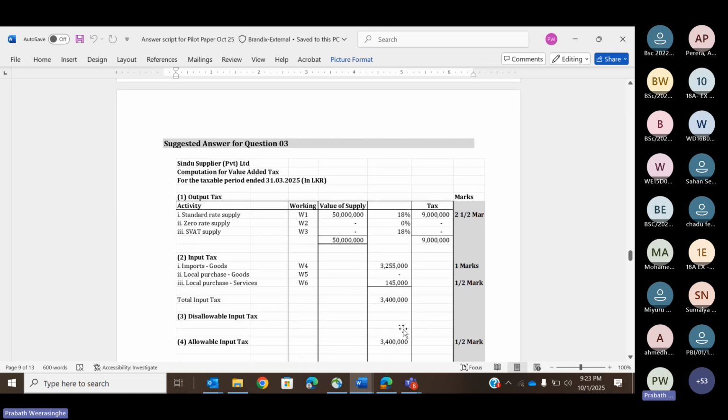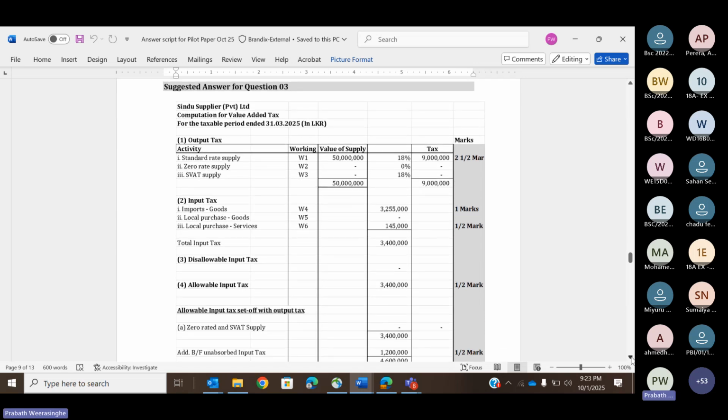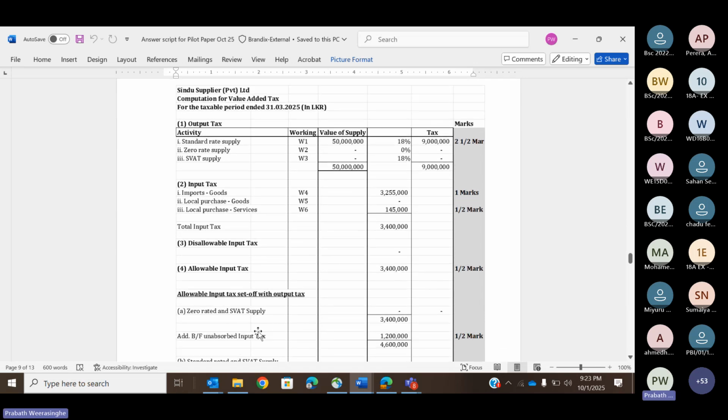And if there is any disallowable input tax, we have to remove it from here, right? Then the allowable input tax. The first thing, we have to set off against zero rate and exempt supply, if there are any, based on the value of supply. Basically, we use that if it is common input tax. Then the balance is relevant; in this case, there is no zero rate supply, so the total amount is relevant to standard supply. Therefore, any unabsorbed brought forward input tax, we have to add, 4.6 million altogether.